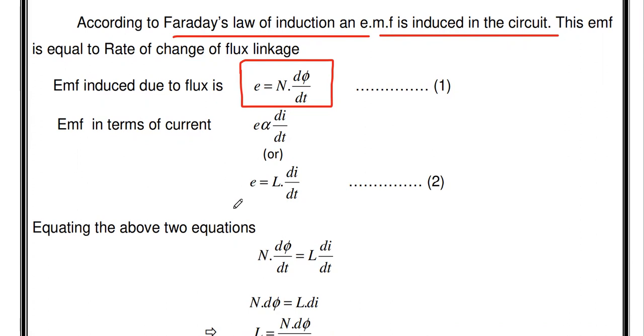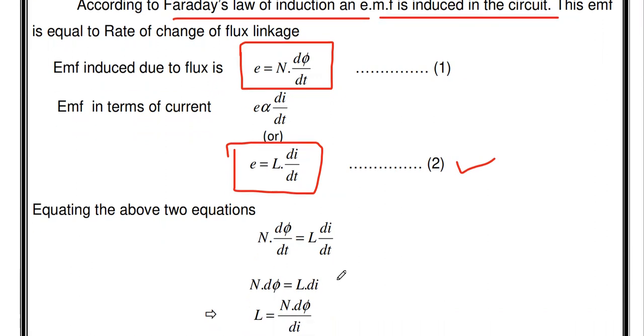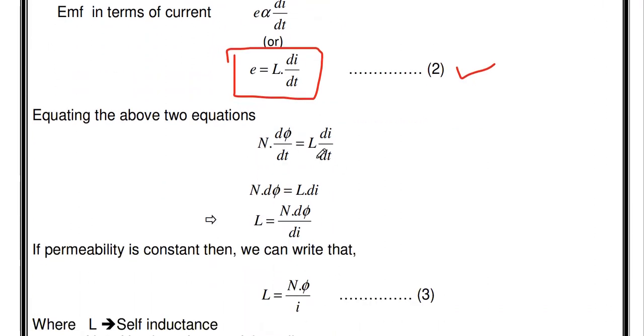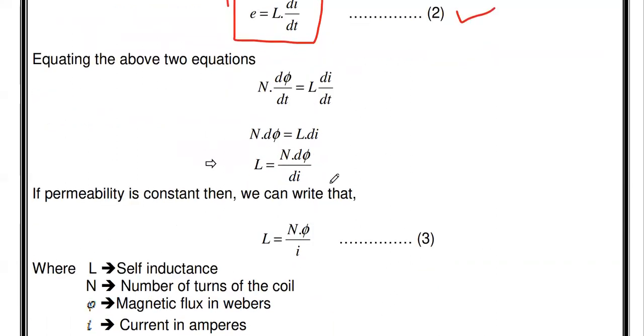So this is another formula. The voltage or EMF developed across the inductor is L into di divided by dt. And consider this is equation number 2. You see equation number 1 and equation number 2 both are the EMF produced across the inductor, so we have to equate these two equations. By equating the two equations, we get N into dφ by dt equal to L into di by dt. After cancelling dt, we get N into dφ equal to L into di. So from that, the self inductance L is equal to N dφ divided by di.